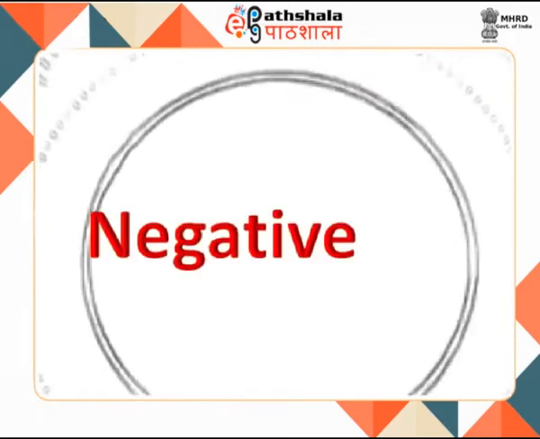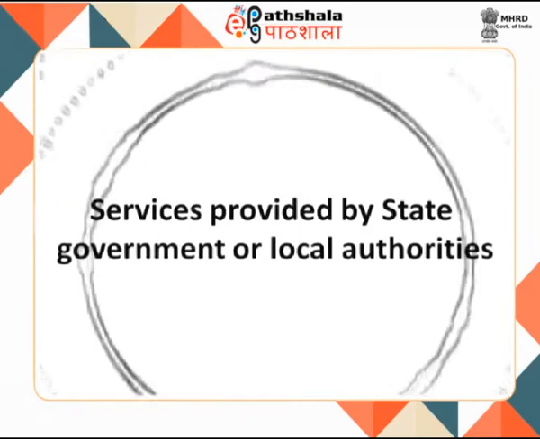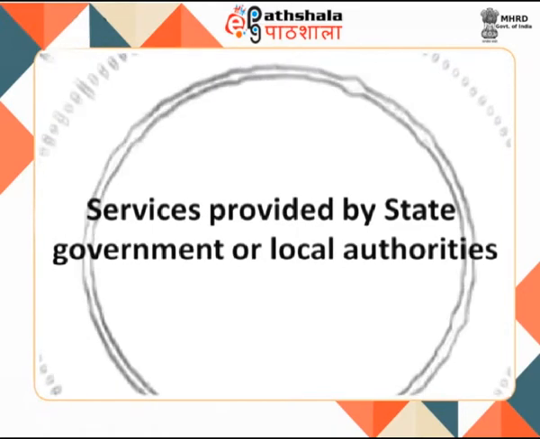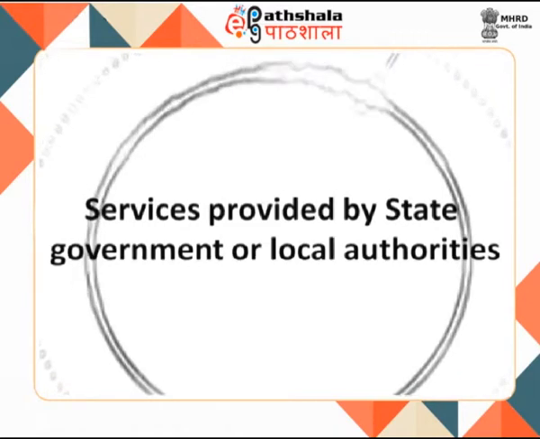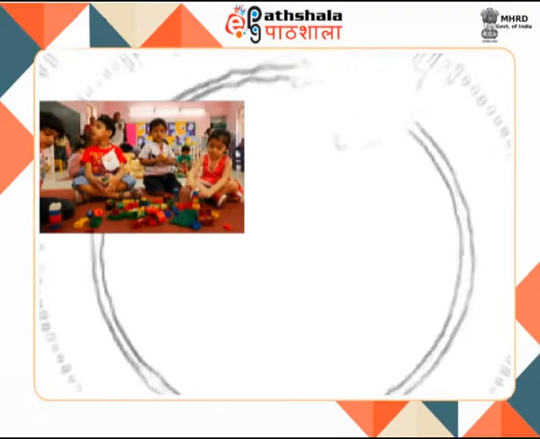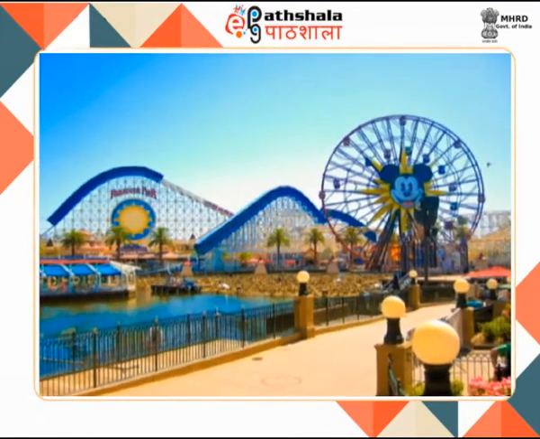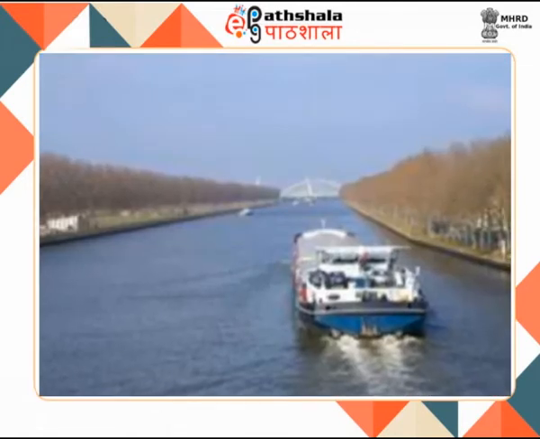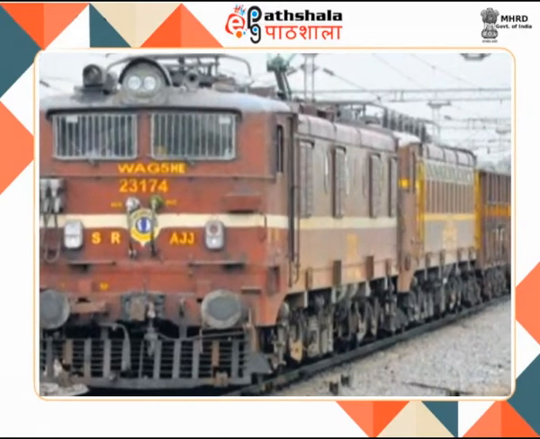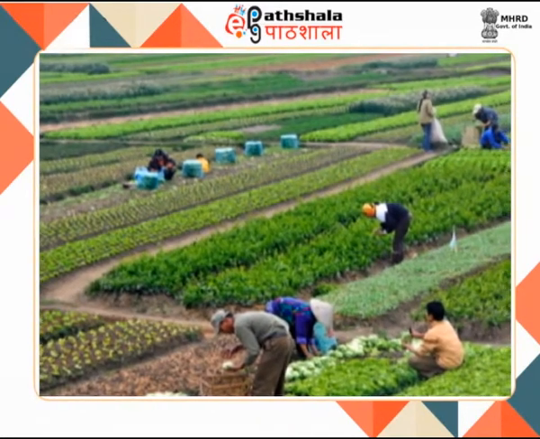Let us now discuss the negative list. The important inclusions in the negative list are all the services provided by state government or local authorities, except a few specified services where they compete with the private sector. The list also includes schools, higher level and vocational education, entertainment and amusement services, and a large part of public transportation, including inland waterways, urban railways. All services related to agriculture and animal husbandry are included in the list.